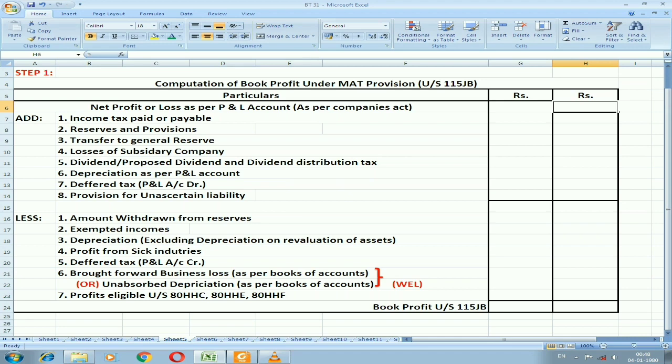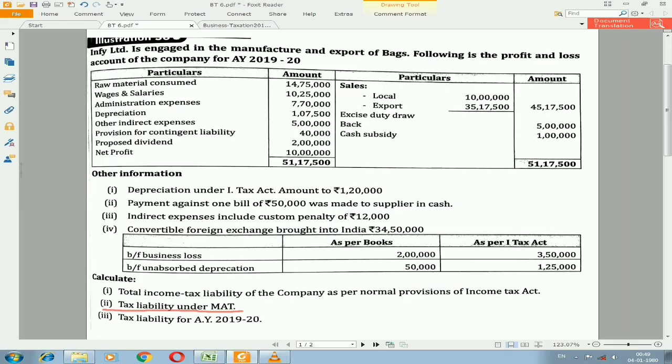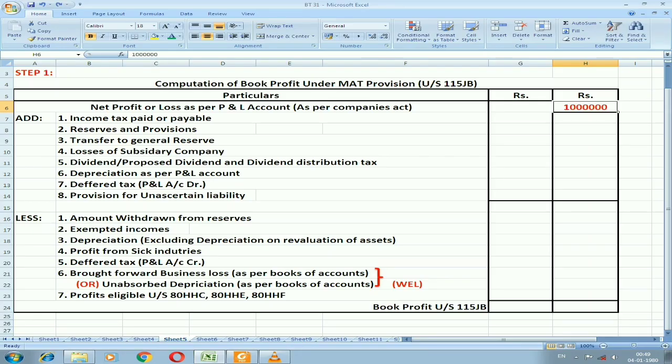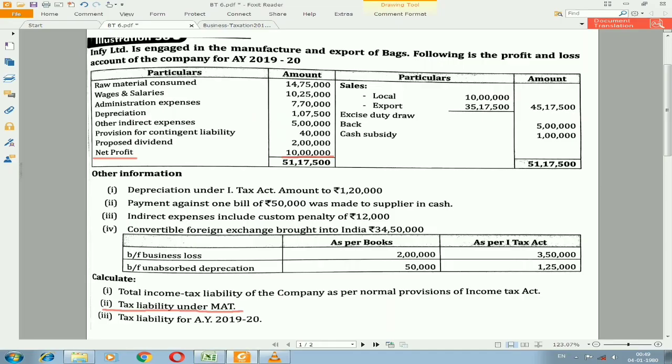Always we are supposed to start with net profit or loss as per profit and loss account. But whatever information you're going to take under this book profit, all should be related to the Companies Act or books of accounts. So first let us take the net profit or loss as per profit and loss account. So in the profit and loss account, we have a net profit with the amount of rupees 10 lakhs. Then we are supposed to check the 8 points we are supposed to add, whether these points are there in the debit side of profit and loss account.